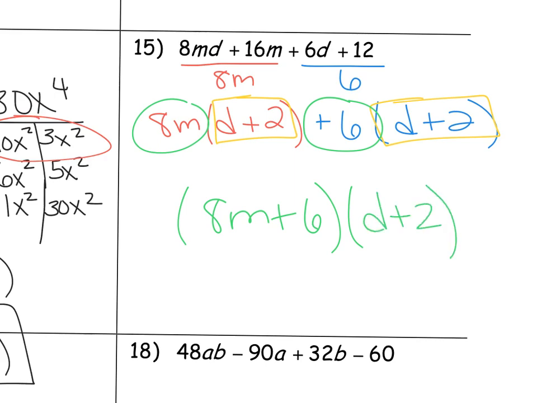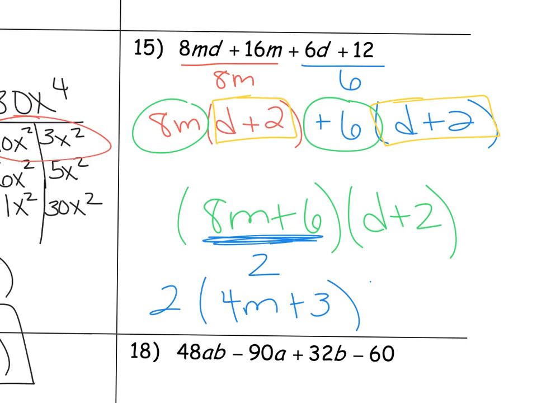Now, hang on. What did I forget to do as the very first step? You got it. I needed to GCF, but that's okay. Let's do it now. I need to GCF out from here. 8m plus 6, they still have another number in common. Do you know what it is? Yep, they both share a 2. So let's factor out that 2. I've got 2 times 4m plus 3 times d plus 2.